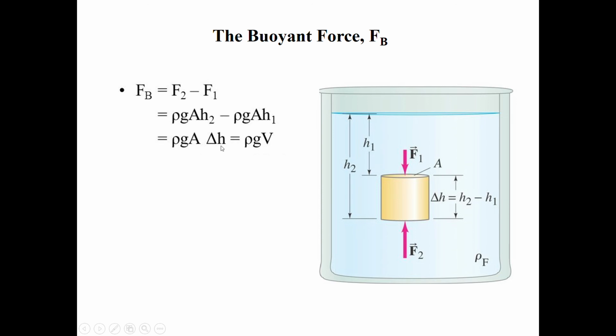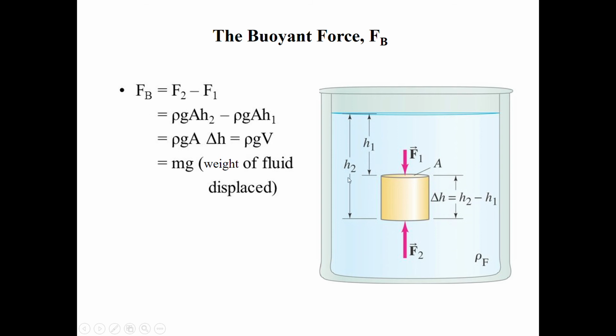So A times delta H is the volume of the cylinder. So in this case, the buoyant force is equal to rho times g times V. And we can also think of rho times V, that's mass per unit volume times volume, as the mass of the fluid, right? If this rho is the rho of the fluid, that's how we used it up here.